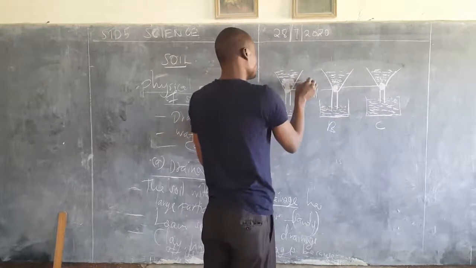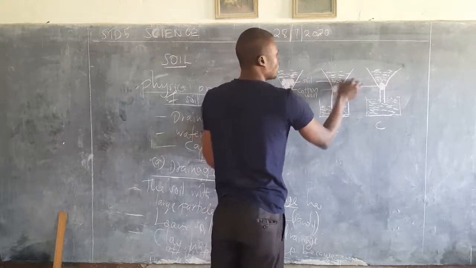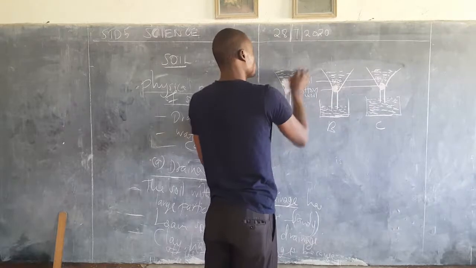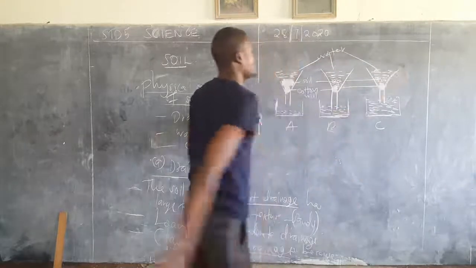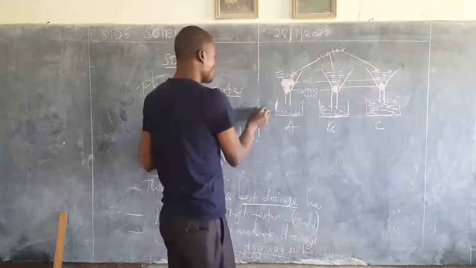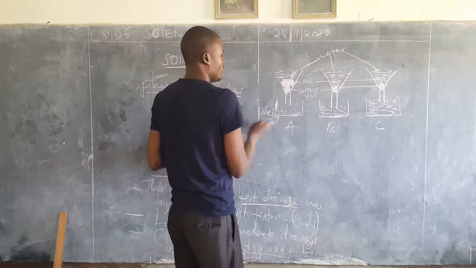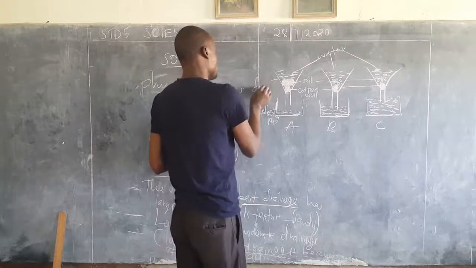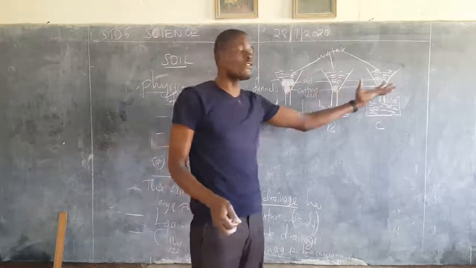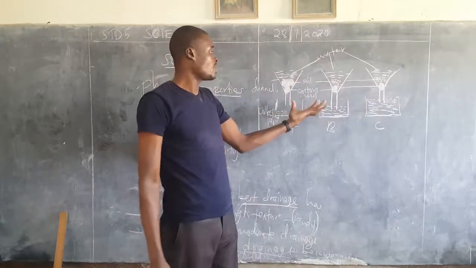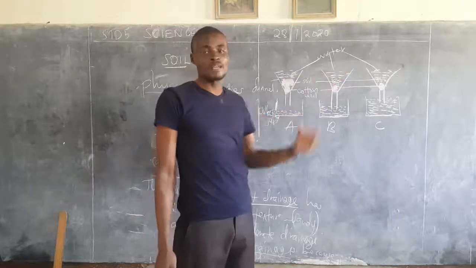Then this one is the soil. This one is soil. Same to this one, same to this one. And then this one is water. Even this one is water. So this one is just the collecting jar. And then this one is the funnel. So we have used the same size: the funnels are of the same size, the cotton is the same size, the water is of the same size, the soil is of the same size.